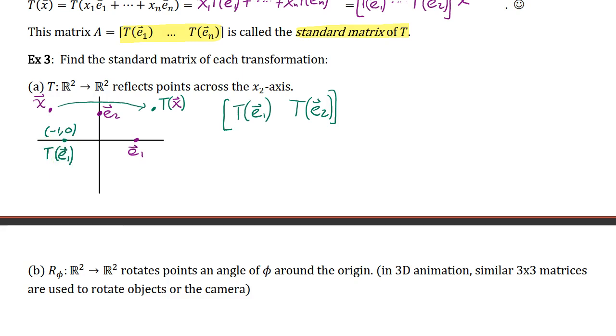And then T of e2, if it's getting reflected across the x-axis, it's going to be on the opposite side, but at the same distance away. But it's a distance away of 0 right now, so it's still going to be a distance away of 0. So T of e2 is just equal to e2.